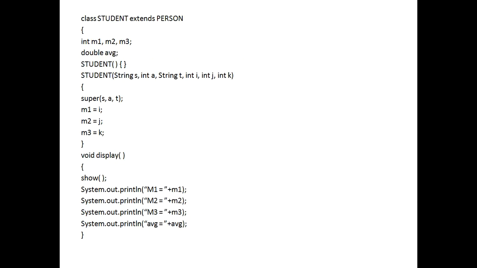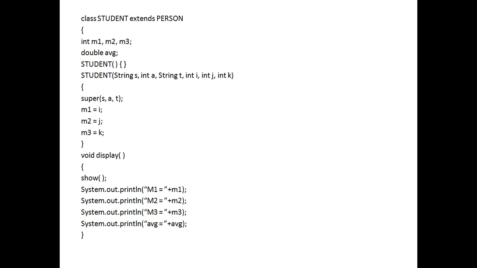There is one more subclass we have defined from the same superclass person, and the name of the subclass is student, which consists of 4 fields. Three are of type integer, that is M1, M2, M3, and another is average, which is of type double. Again, this subclass consists of 2 constructors: a default constructor and a parameterized constructor, in which the first 3 parameters belong to the superclass and the remaining 3 belong to the subclass.